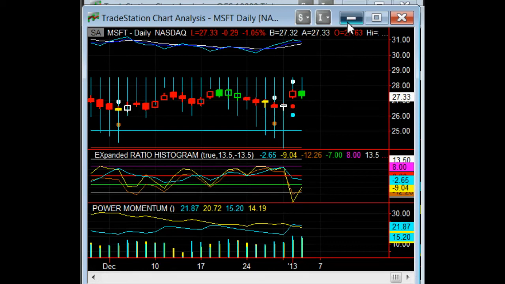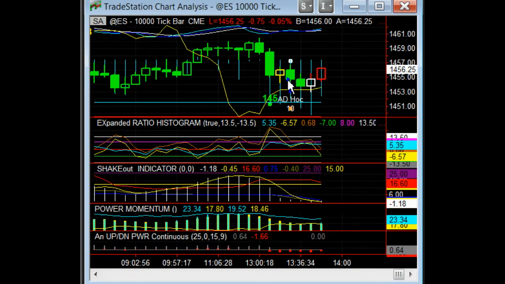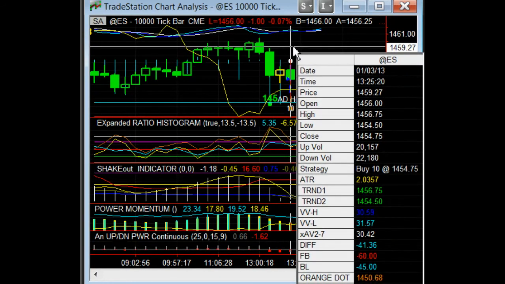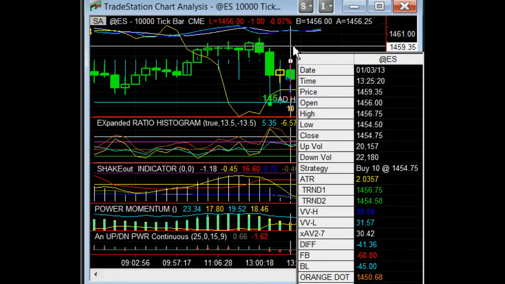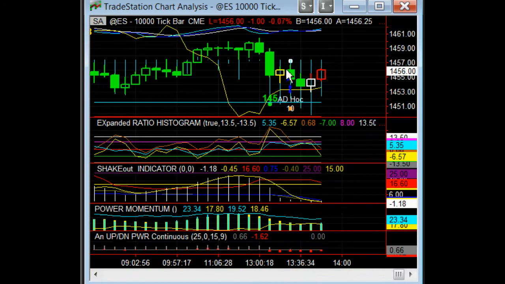Now I feel bad that we exited that ES too soon, because I think that we probably were supposed to stay in there longer. Well, even the orange dot had us going up for 14.54 was the buy, and the target was 57.29 for that orange dot.